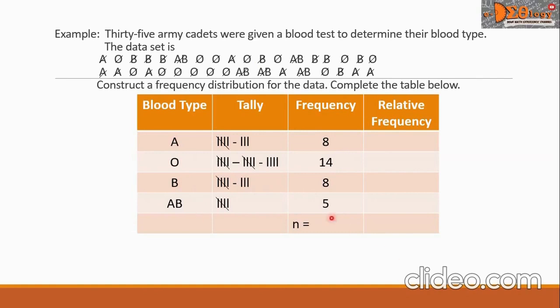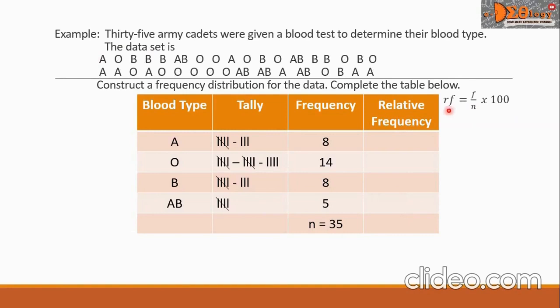And then let us compute for the summation. We will take the sum of all the frequencies, and this is equal to 35. This number must be equal to the number of data in our data set. The next is, let us fill in the relative frequency column. The formula is given here.